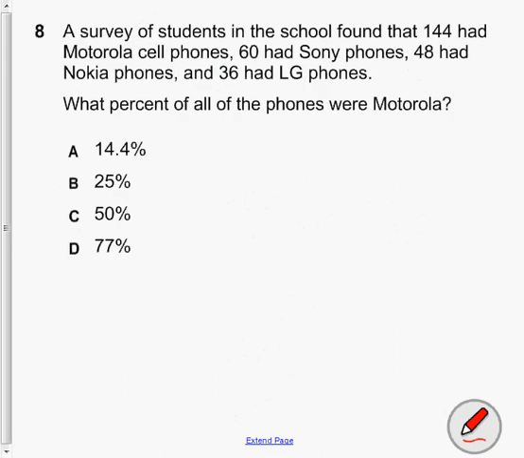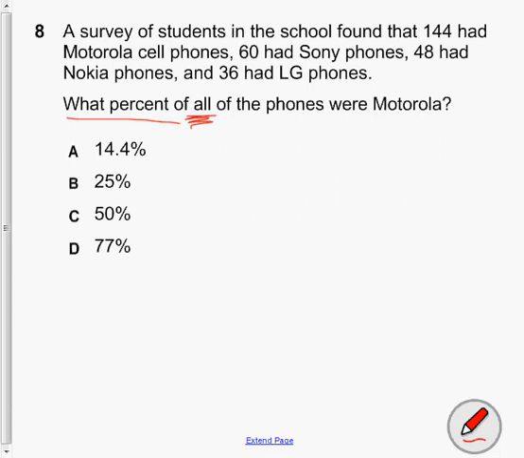A survey of students in school found that 144 had Motorola cell phones. You guys don't even know what a Motorola cell phone is anymore. Do you? Okay. 60 had Sony phones, which I don't think any of you have anymore. And 48 had Nokia and 36 had LG. Okay. So what percent of all the phones were Motorola?